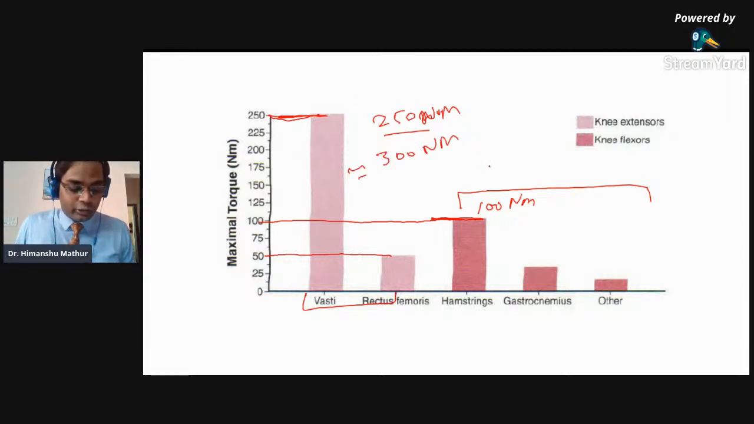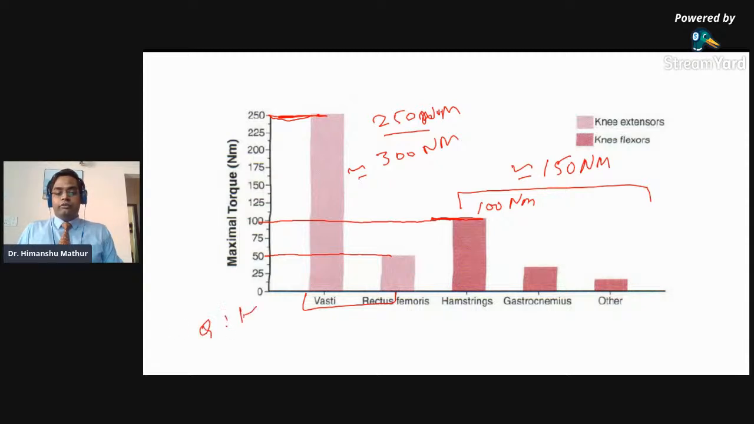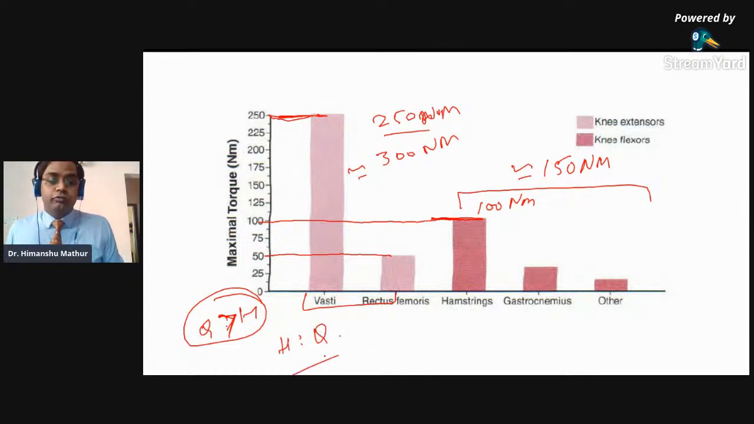The flexor group altogether accounts for less than 150 Newton meter. So in one way or another, the torque produced by the quadriceps is always greater than that of the hamstring. Whenever you take the quadriceps to hamstring ratio, it is always more than 1. But whenever you take the hamstring to quadriceps ratio, which is of more benefit, it is always less than 1.